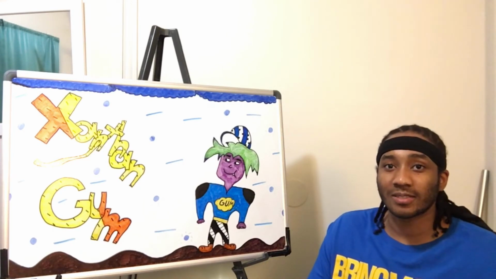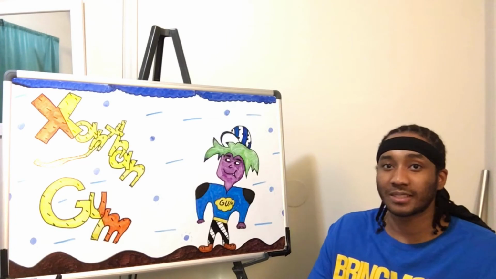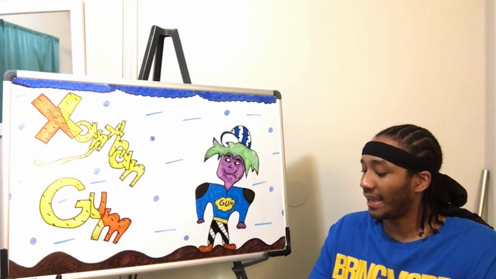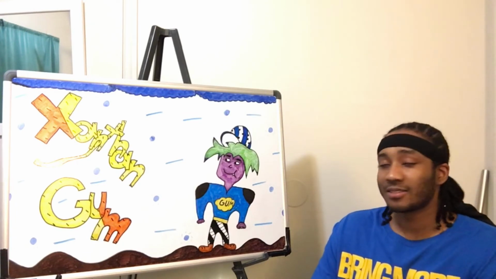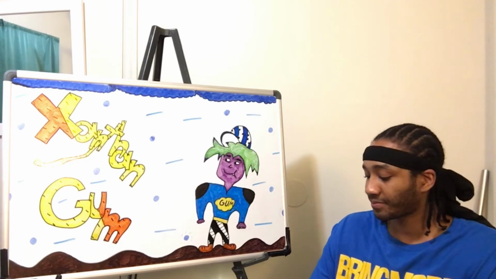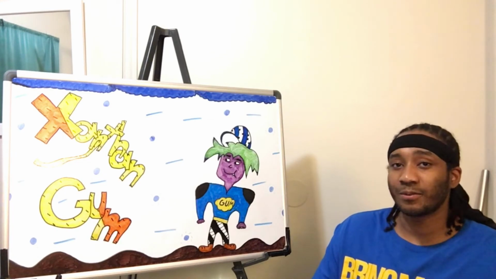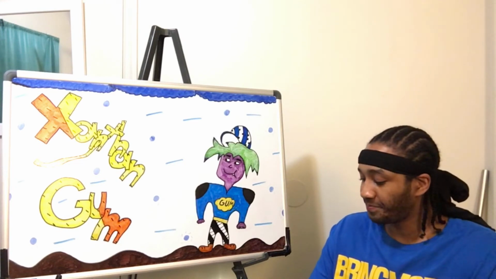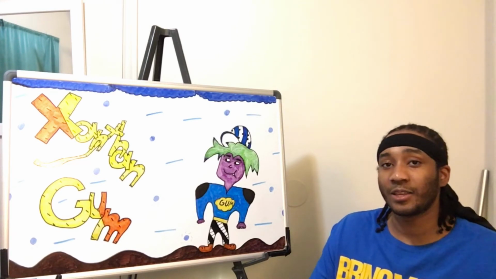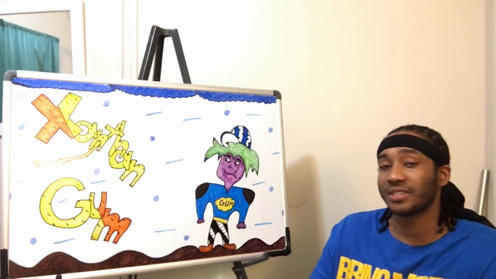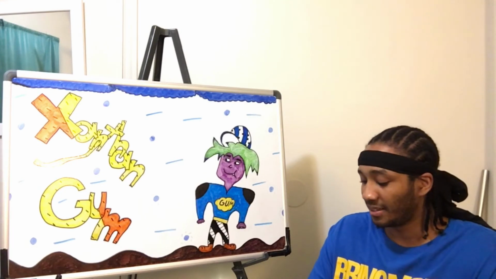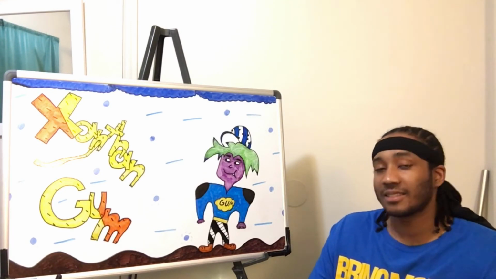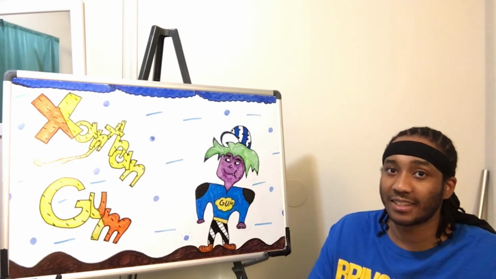Xanthan gum is also said to be made in a lab, which is very interesting, and said to be a soluble fiber. But they said when you digest it into the digestive system, with the water in your body, it turns into a gel substance, which is said to slow digestion, allegedly.